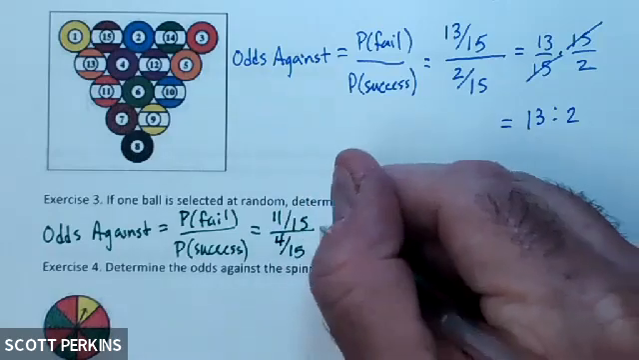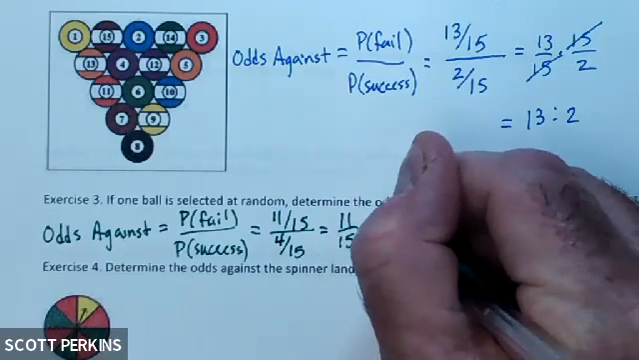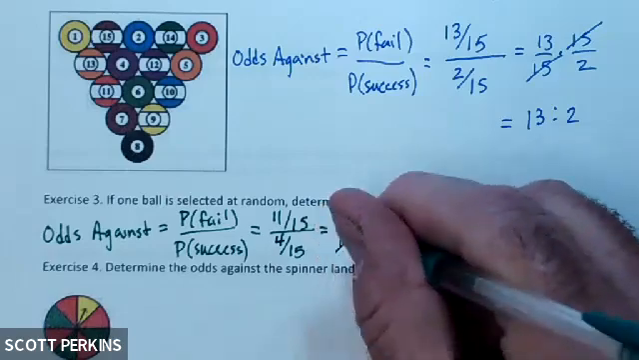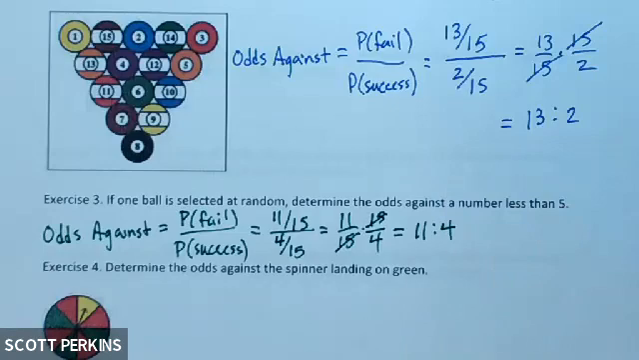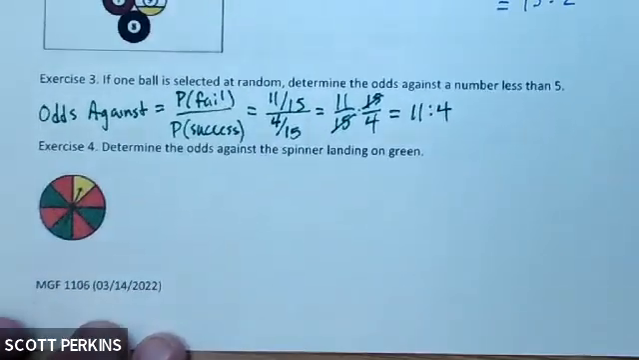And so then I have 11 out of 15 divided by 4 out of 15, which I make the reciprocal. The 15s cancel, and I'm left with 11 failures to every 4 successes. That's my ratio. All right, just another situation you're going to see when you go through your homework. I've got this spinner right here. So go ahead and calculate the odds against the spinner landing on green.